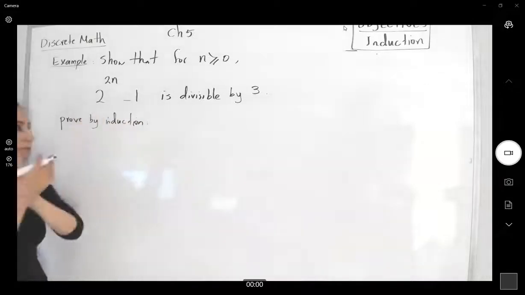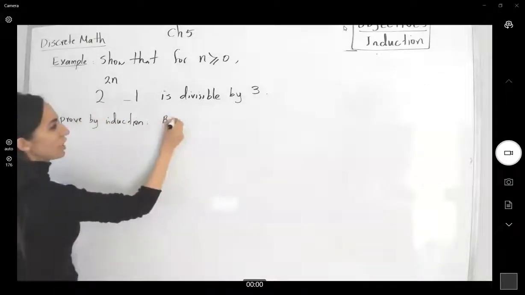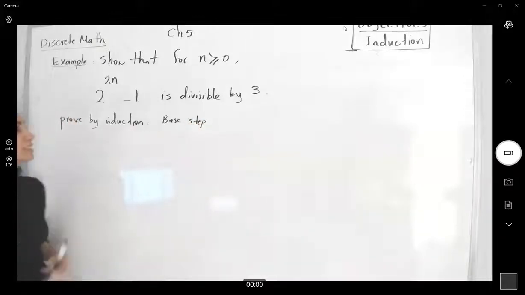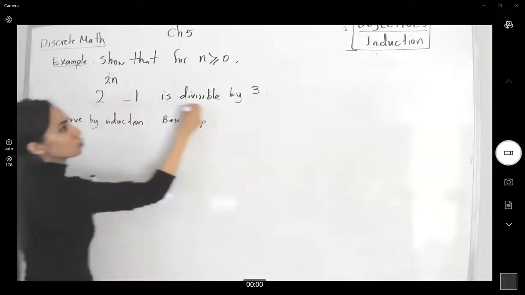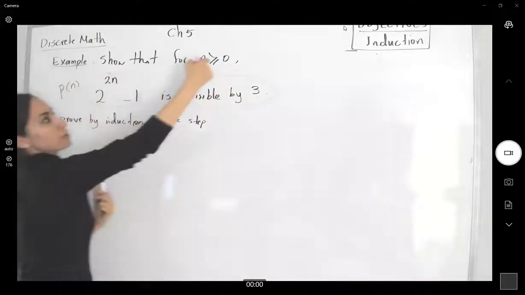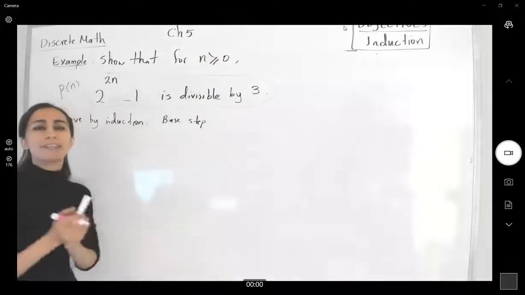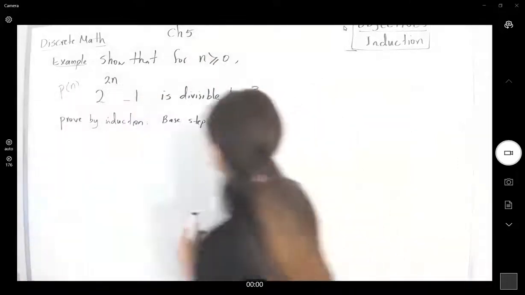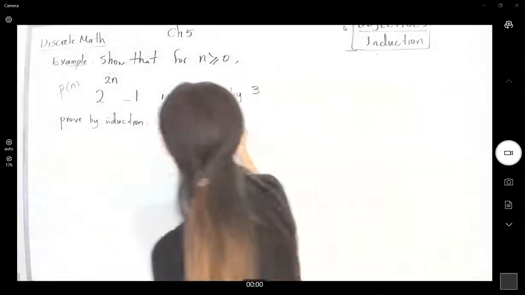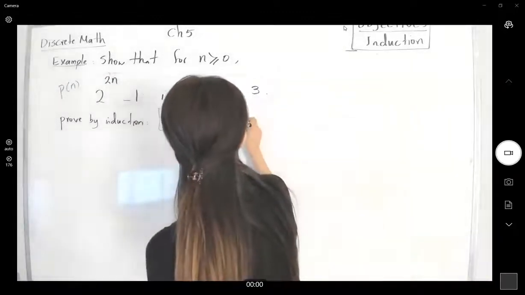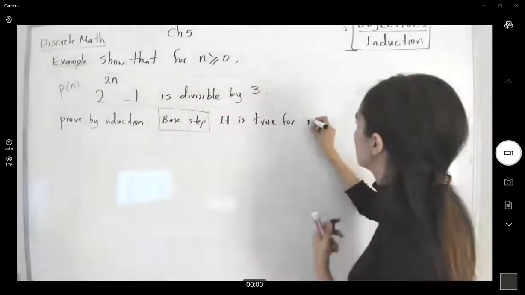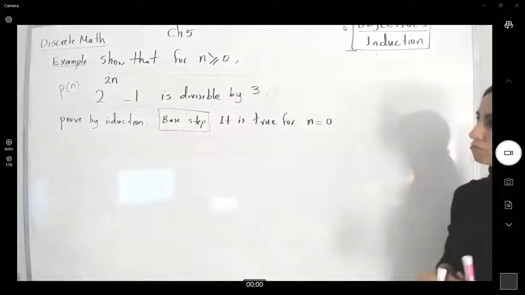So base step. Let us try our base step. Base step says, just show that this statement, this is your P of n, is true for the smallest value in your domain. So this is my base step. Show that it is true for n equal to 0.